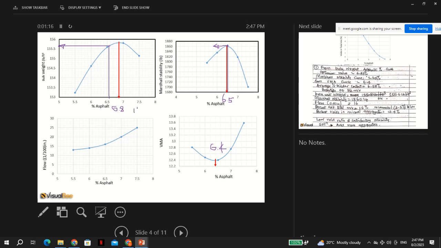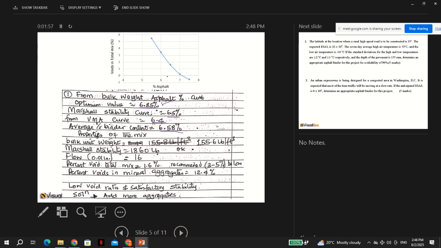So here is about I think 155.6 lb per feet cubed. This one is about 1860, and 6.58 here is about 16 I believe. And 6.58 is somewhere slightly there, about 12.4 or something. And 6.58, I'm not sure, somewhere there, it should be 2 point something. Okay, so now let's see.